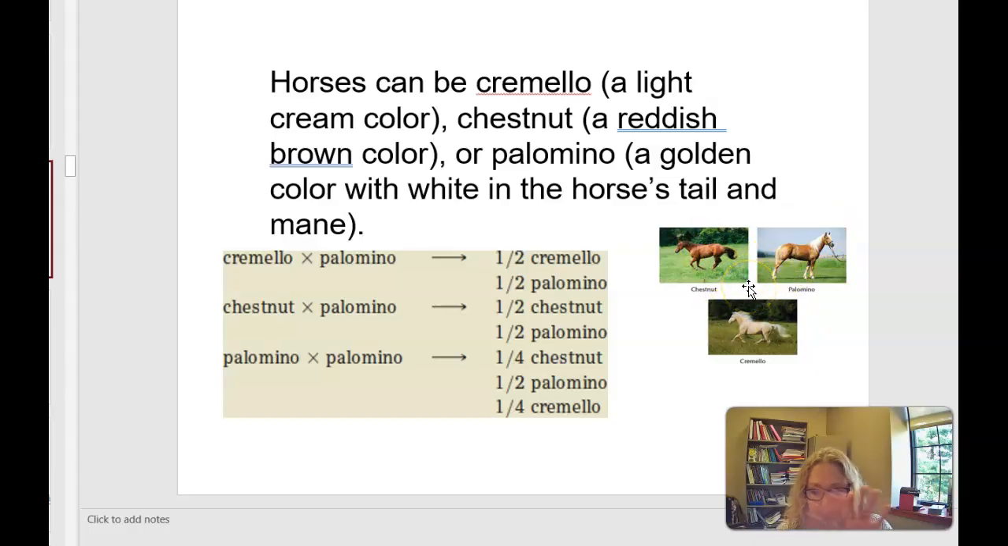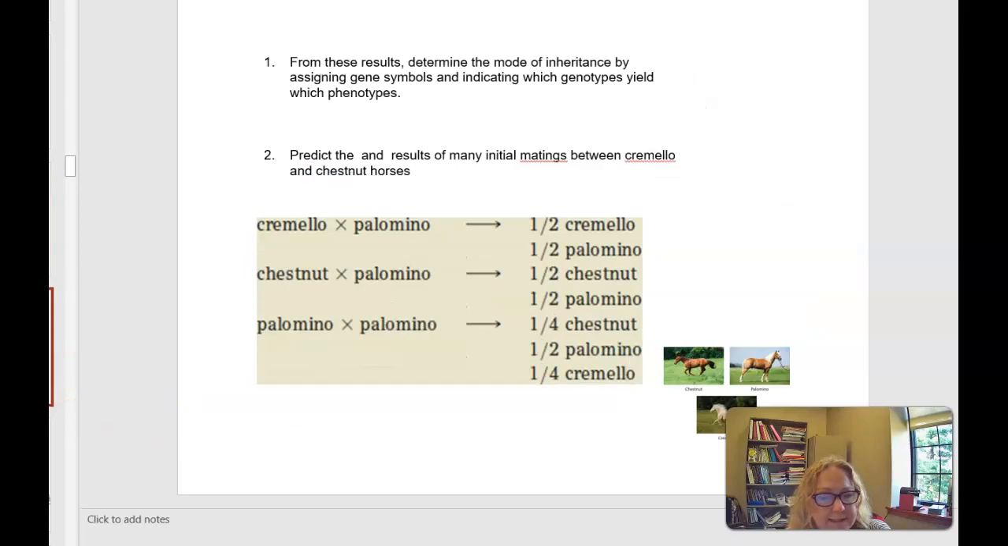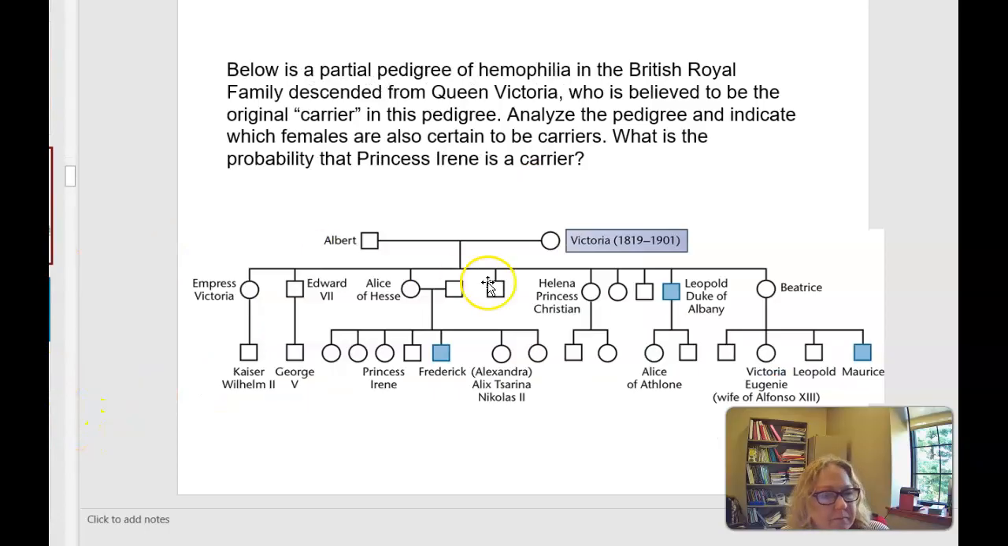It's producing both. However, Chestnut is dominant to Palomino. This is just both of them together. So here's just, if you went ahead and did the crosses there, that's what you would get. From the results determine the mode of inheritance. So this is essentially a co-dominant situation.